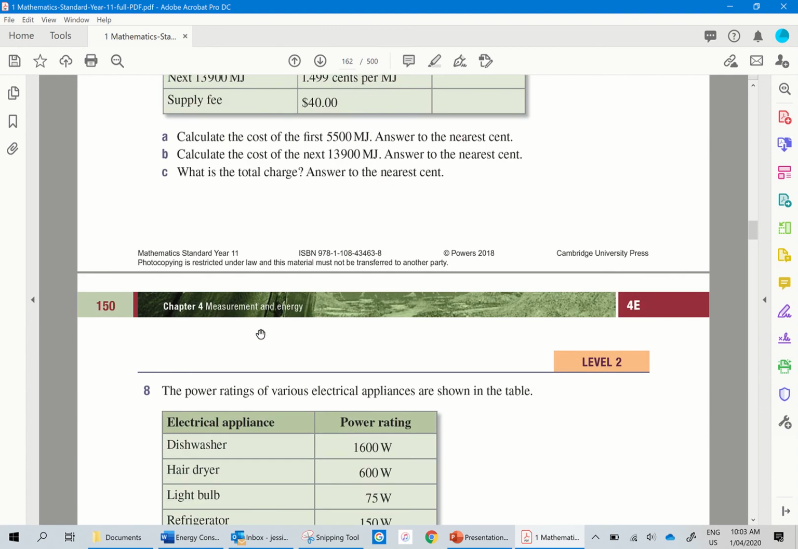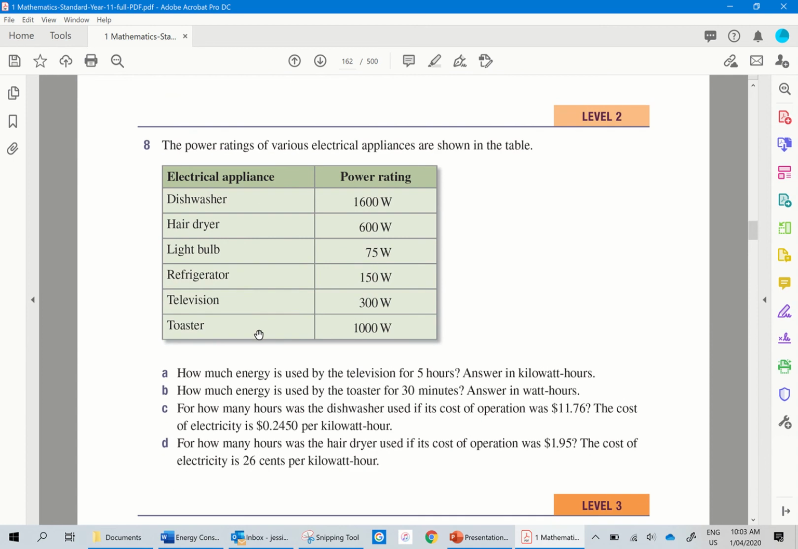Let's go down to, okay, let's look at this one. Question 8 here, part A. So we've got the power rating for each different appliance. How much energy is used by the television for 5 hours? So, okay, 300 watts. So it's going to be 300 watts, 5 hours gives me 1,500 watt hours. Or you could say that that's 1.5 kilowatts. And I would say kilowatt hours because now we've brought in time.